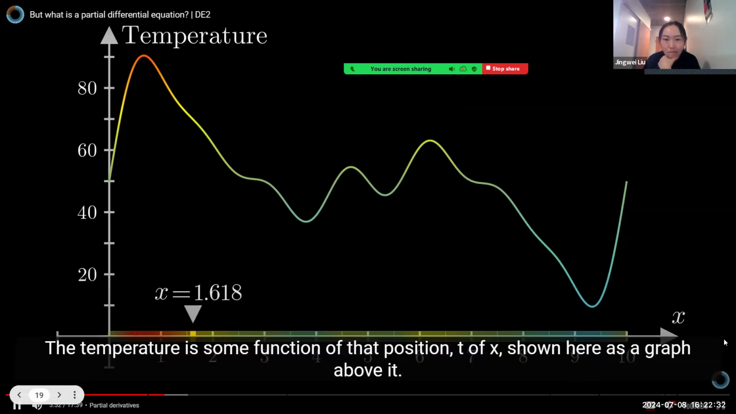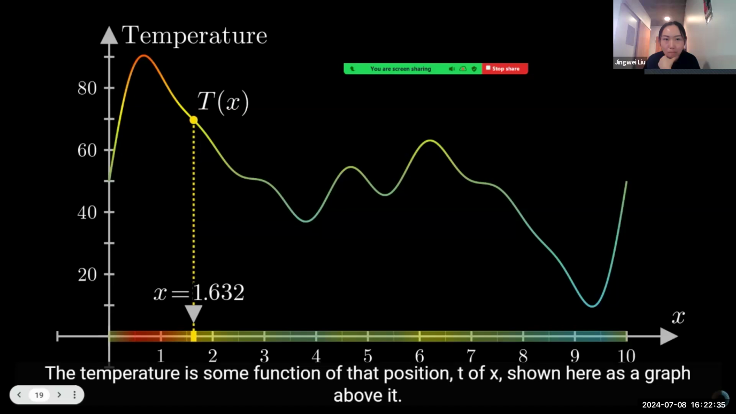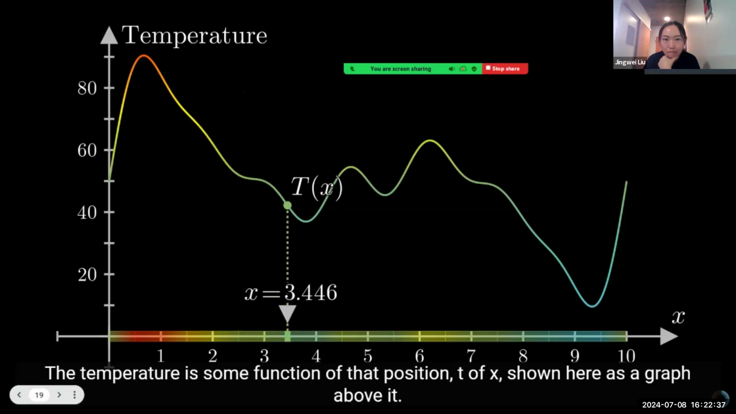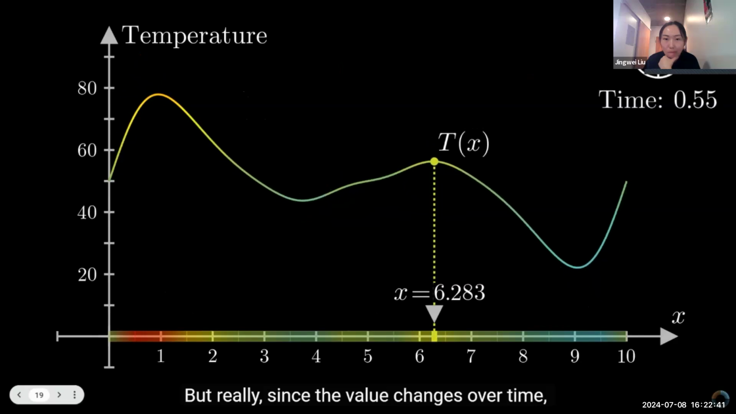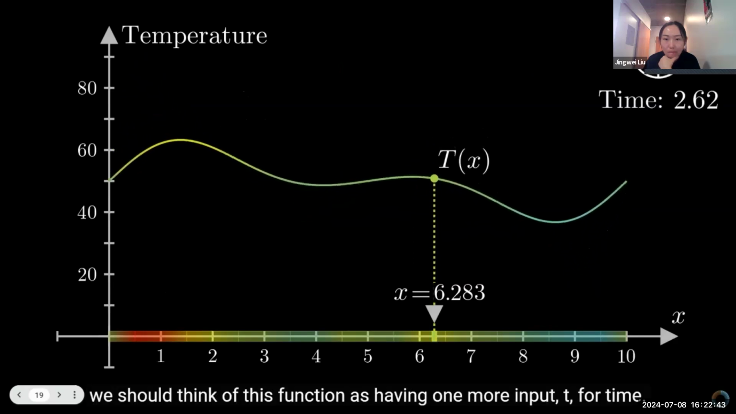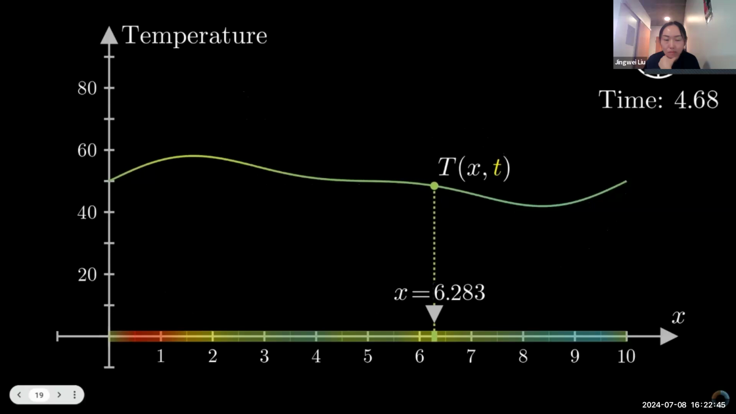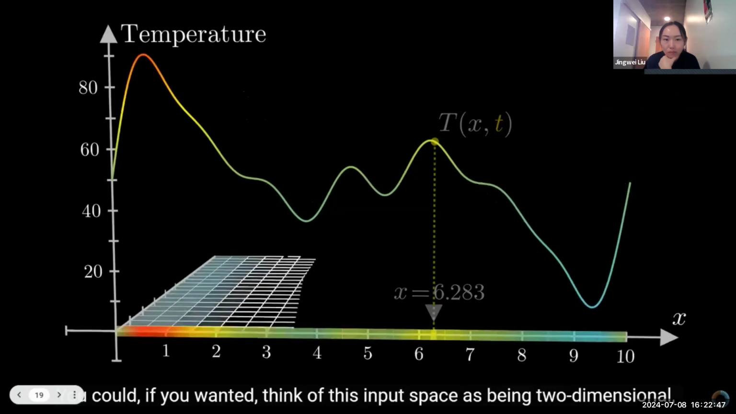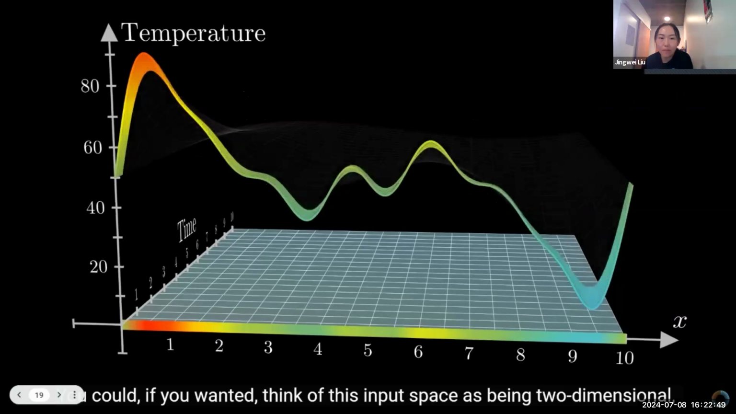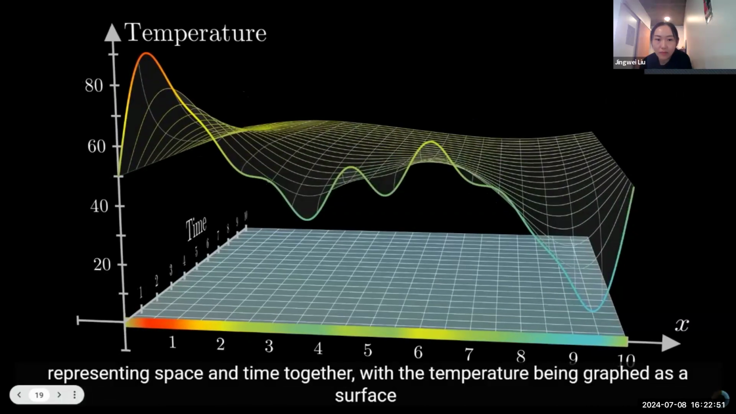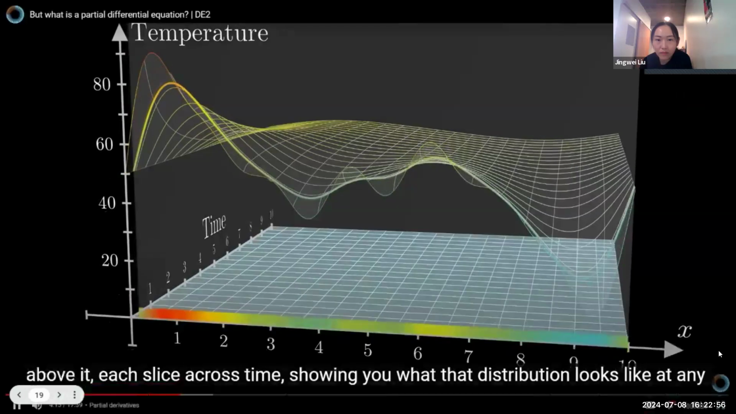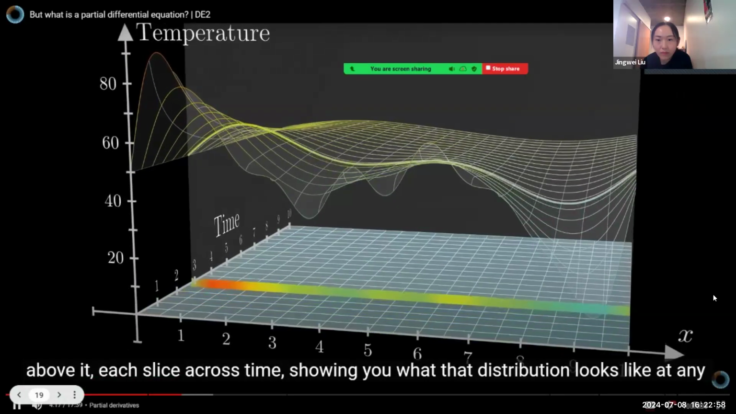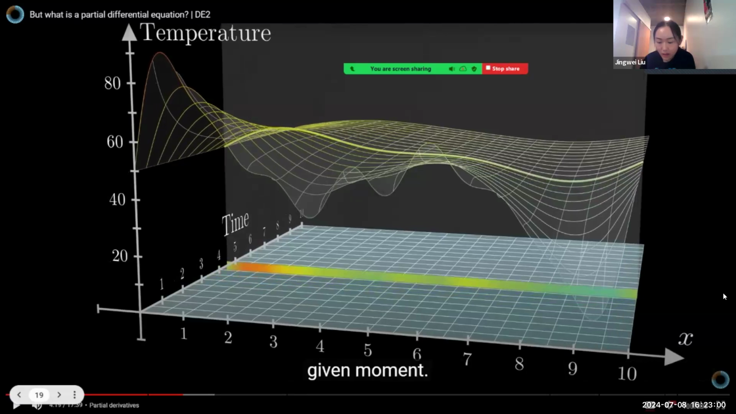Labeled with a unique number, x. The temperature is some function of that position, T of x, shown here as a graph above it. But really, since the value changes over time, we should think of this function as having one more input, t, for time. You could, if you wanted, think of this input space as really being two-dimensional, representing space and time together, with the temperature being graphed as a surface above it, each slice across time showing you what that distribution looks like at any given moment.